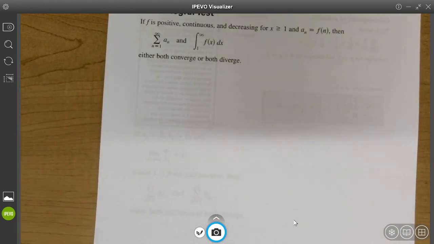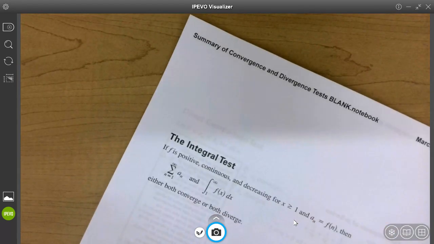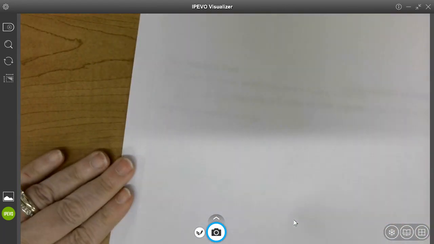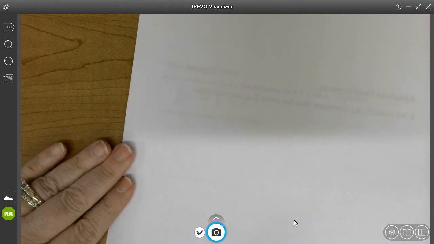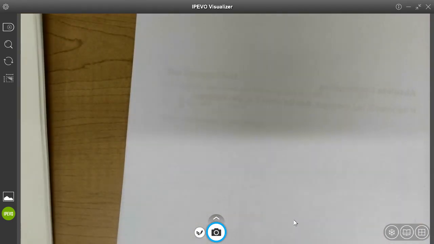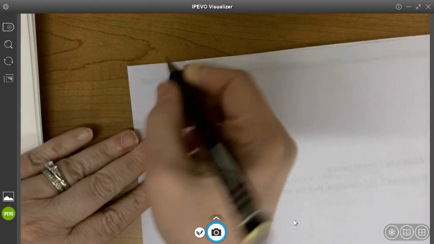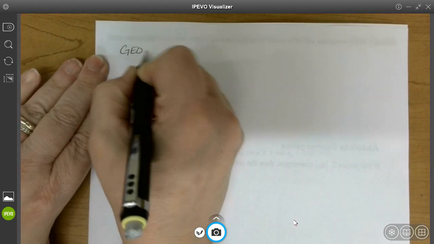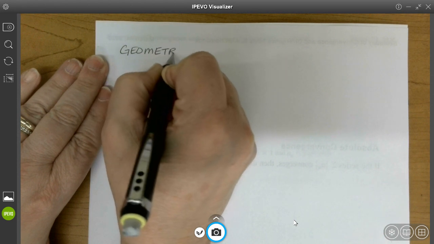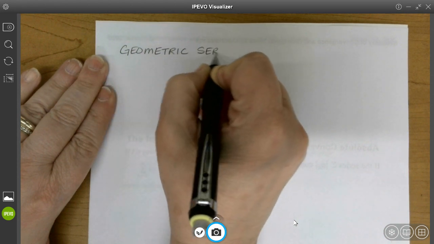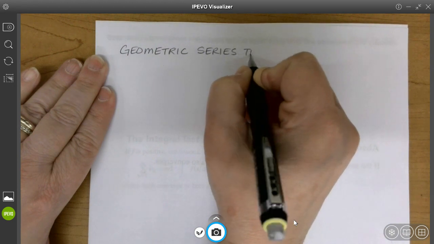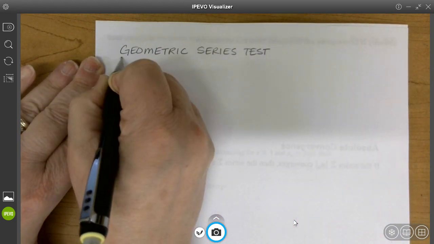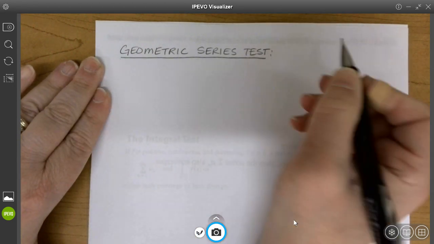Second test is the integral test. Or no, wait, it's not the integral test, and I don't have a sheet for this one. This one is called the geometric series test. And this one is actually, besides the limit comparison test, one of my favorites, okay?